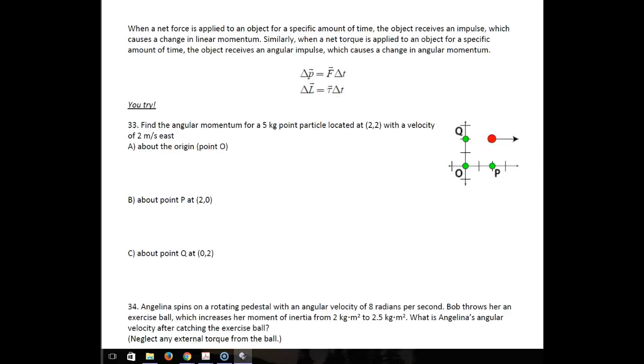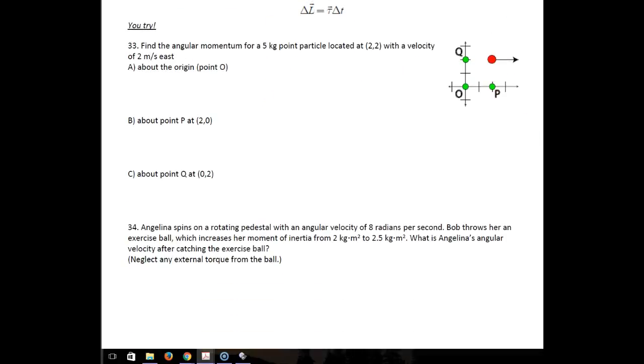The very first problem that they want us to do goes back to the first equation that we did, and it says find the angular momentum for a 5 kilogram point particle located at 2, 2, and we're looking at it standing here at the origin. So I'm going to draw my line, which will be my radius, and I'm going to extend it out. So this is my radius, and then I have an angle that the line that I extend out makes with the direction of the velocity. The velocity here is 2 meters per second linearly in a line going to the right, and I know that the mass of this particle is 5 kilograms.